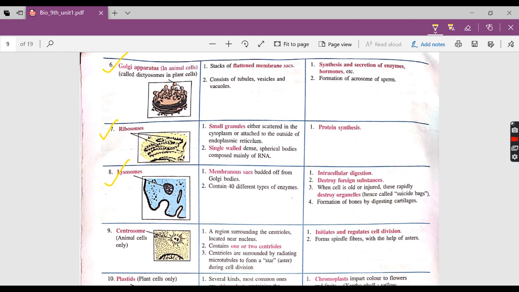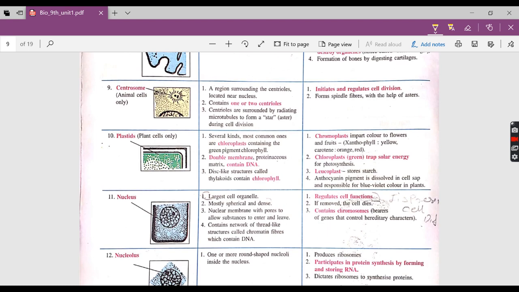Next we have lysosomes. These are the membranous sacs which are budded off of Golgi bodies. So lysosomes are basically a part of Golgi bodies which have been separated from it. And they contain 40 different types of enzymes because they are imperative in intracellular digestion. They also destroy foreign substances, and they can even destroy organelles, and hence they are known as suicide bags. You can compare lysosomes with the stomach of human beings.